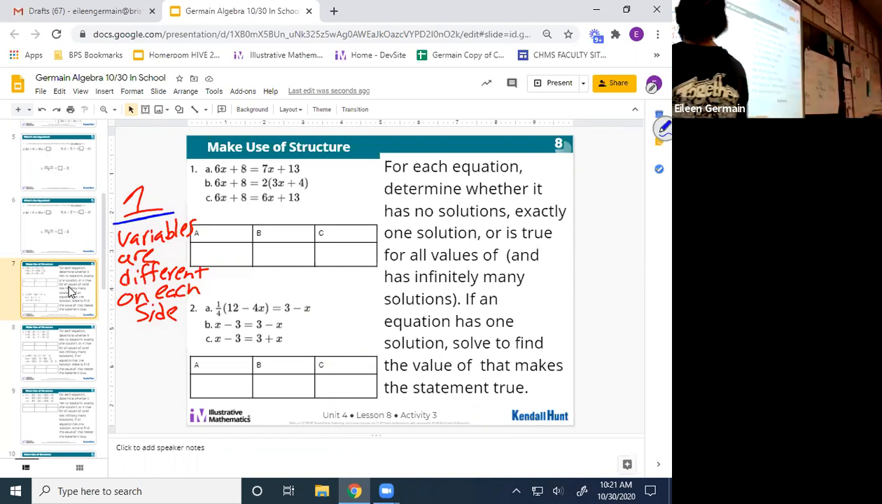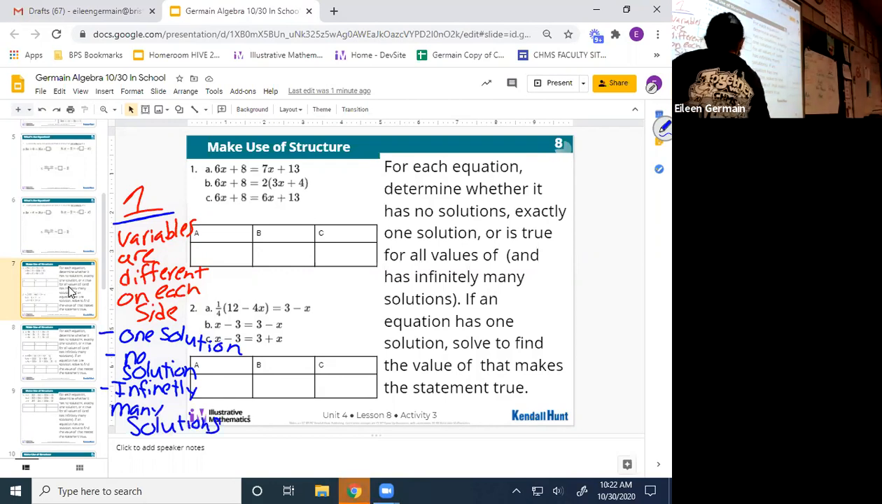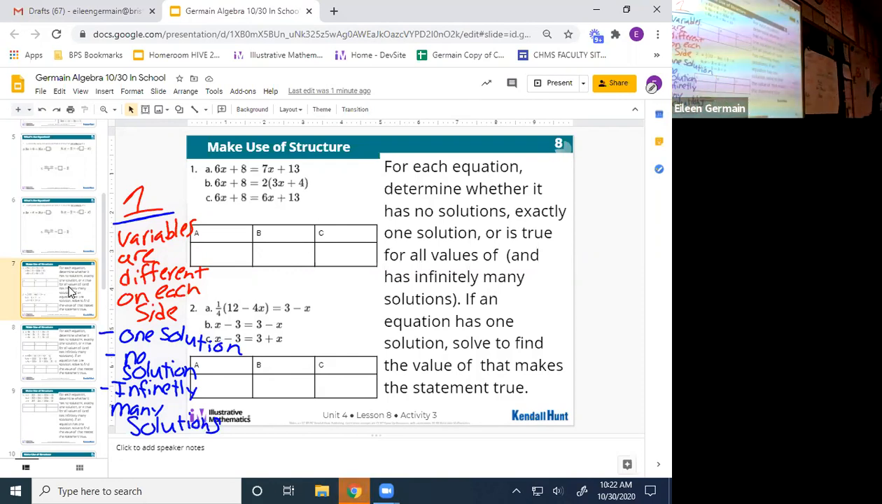One solution, no solutions, or infinitely many solutions. So you can flip back to your slides and get started. I'm looking for these 3 types of answers for each one. One of those 3. Does everyone understand? Awesome. Okay. Should I start my timer? Okay, good.